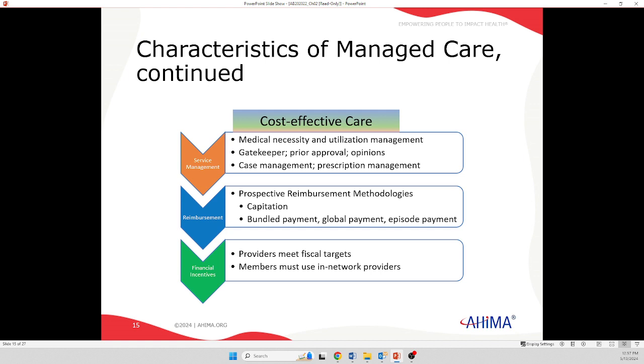First of all, that service management. We're looking at medical necessity and utilization management. Now, utilization management is where we look at the facility. Are they efficient? Can they provide the care you need? Is this the most effective place for you to go? They're doing site of service.